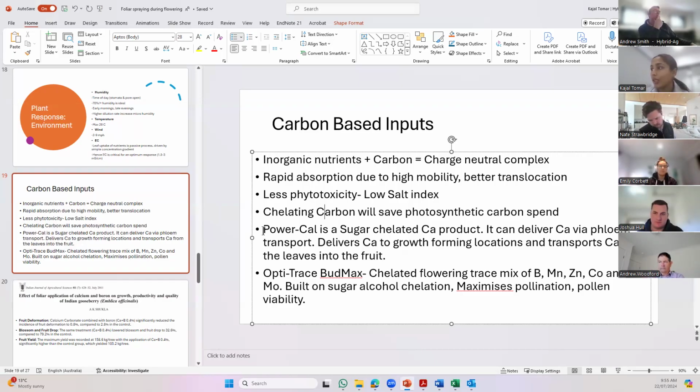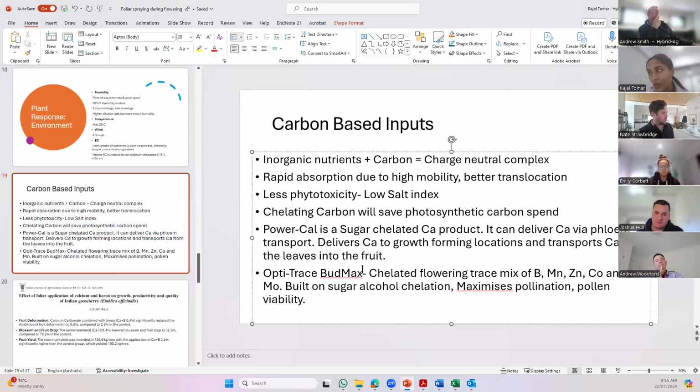These are the two main products that we in HybridAct recommend to our growers. PowerCal is a sugar chelated calcium product. It can deliver calcium via phloem transport because it's a cal acetate form of calcium. It will deliver calcium to the growing point's location, and it will transport calcium from the leaves into the fruit as well. So obviously it brings that bit of sugar chelation we talked about, and it also transports the calcium via phloem transport into the plant.